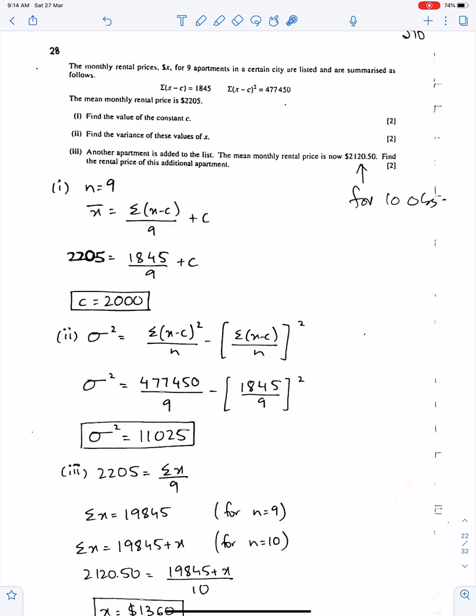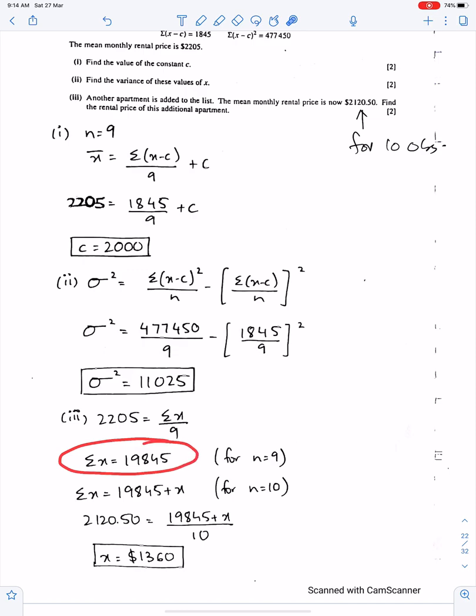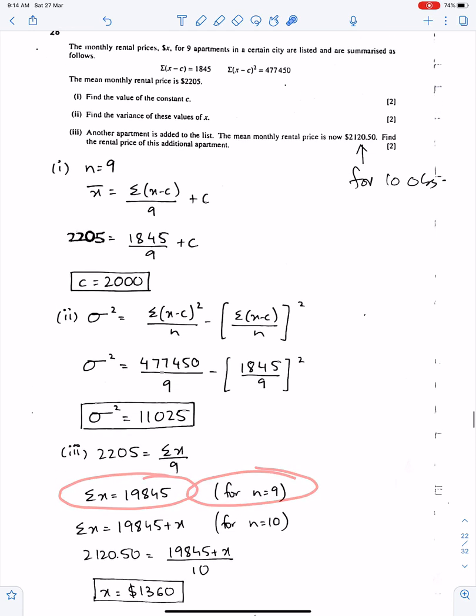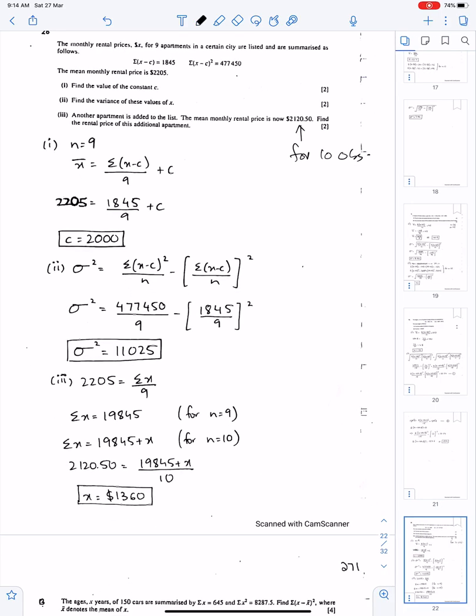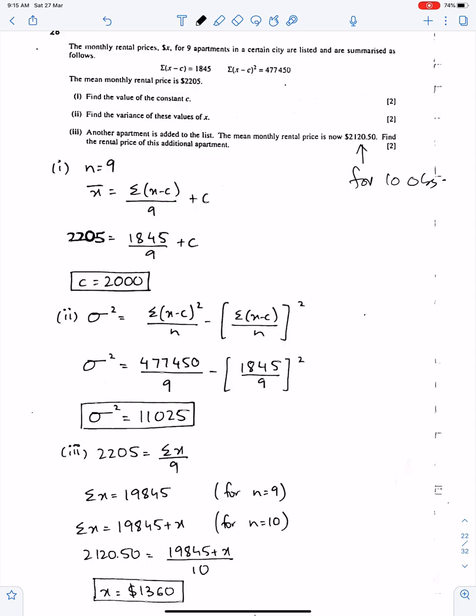So when you multiply this 10 with this, you will get the total value of all 10 apartments. See, this is sigma x for 9 apartments. What basically we did, we multiplied 9 with this number and we got the total value of all 9 apartments. So if we multiply this by 10, then we will get the total value for 10 apartments.